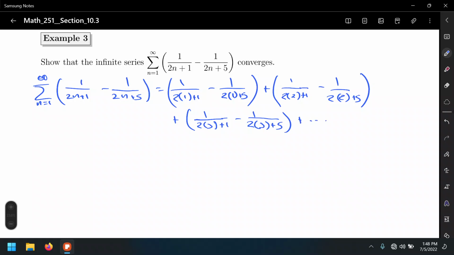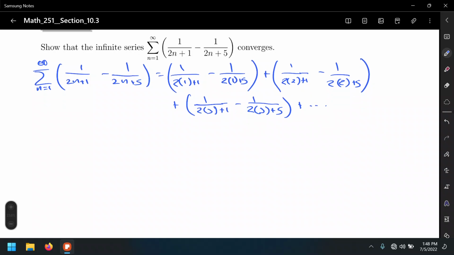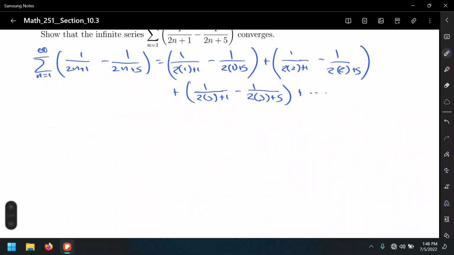minus 1 over 2 times 3 plus 5. And well, let's stop here. If we need more terms, we just expand. Let's start with what we have. So what do we have on the first term? We have 1 over 2 plus 1, so is that 1/3? And for the second term, inside of the first parenthesis, that's 2 times 1, which is 2 plus 5, that's 1/7. Plus, that's a 1/5, I think. Minus 2 times 2 is 4 plus 5, is that a 1/9?